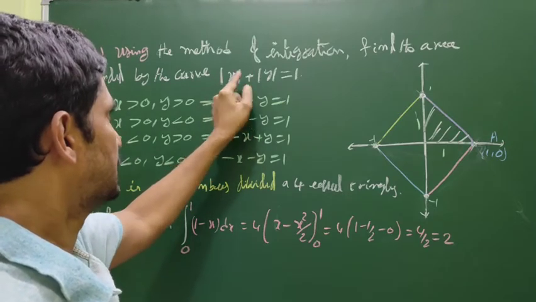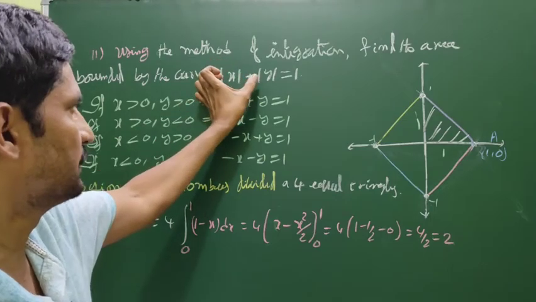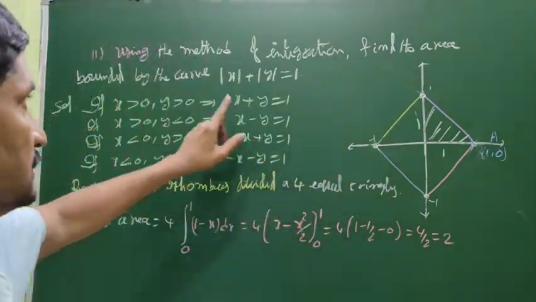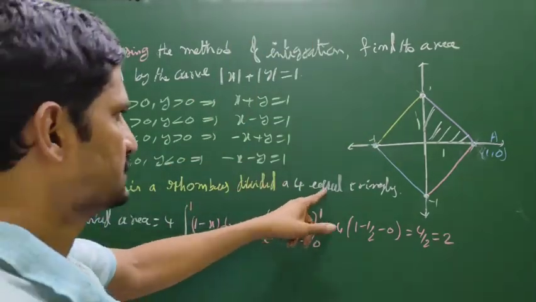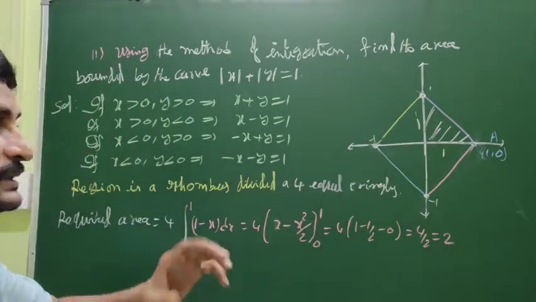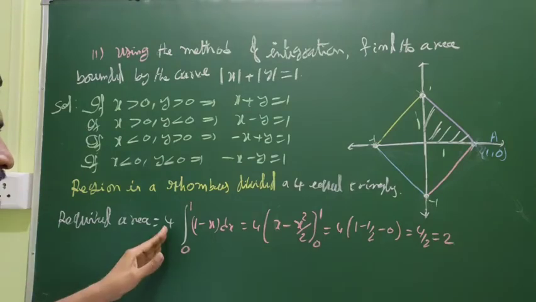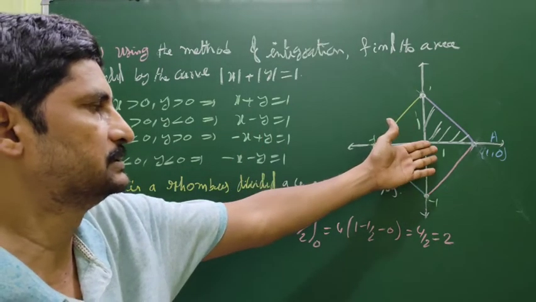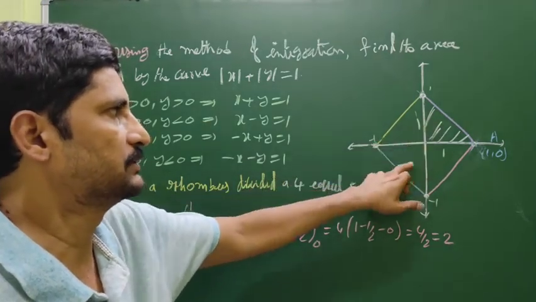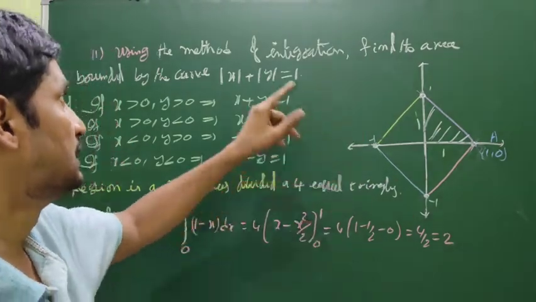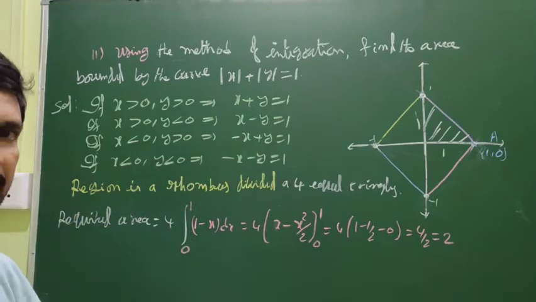If the coefficients of mod x and mod y are the same numbers, then it is a square. If different numbers, it is a rhombus. So generally, we write rhombus. This is divided into 4 equal triangles. This is the triangle. Now the required area is half into base into height, 1 by 2. Now the total area is 1 by 2 four times, 4 by 2, which is equal to 2. But this question is for the method of integration, so you should use integration.